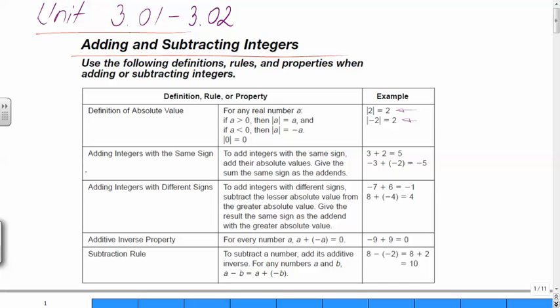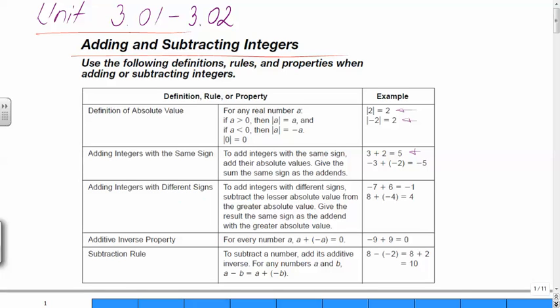Adding integers with the same sign. The rule says add their absolute values and keep their sign. As you can see, 3 plus 2 equals 5. Now that's no headache problem. But the next one, you have negative 3 plus negative 2. They have the same sign. You add 3 and 2, that will give you 5, and then keep the sign that each one had, right?